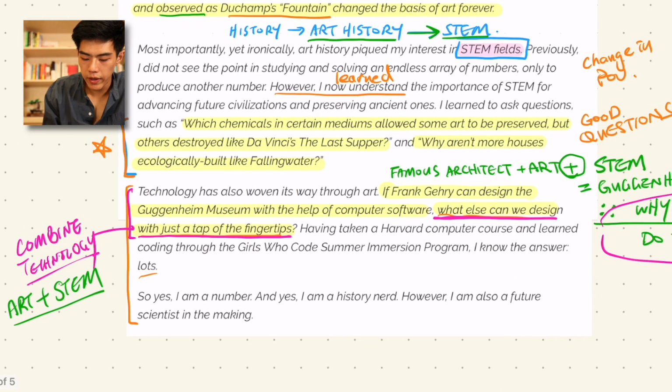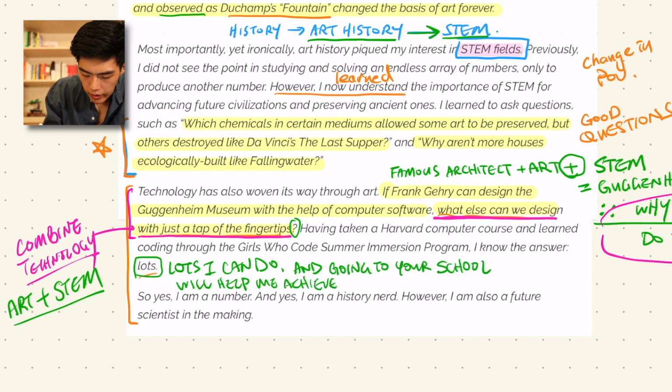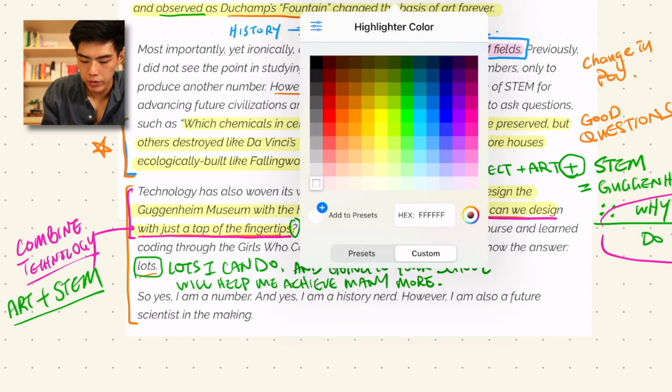Okay, next. Having taken a Harvard computer course and learned coding through Girls Who Code Summer Immersion Program, I know the answer. Lots. So he answered his own rhetorical question. Lots I can do and going to your school will help me achieve them. Many more. This is the idea. But there's a missed opportunity here. I think the missed opportunity is this part.